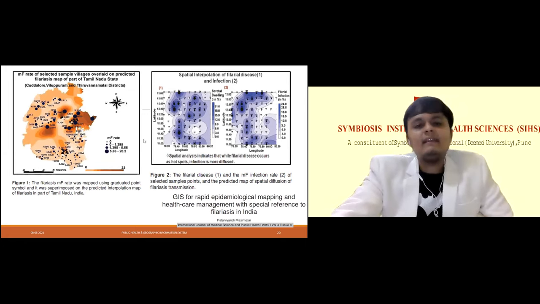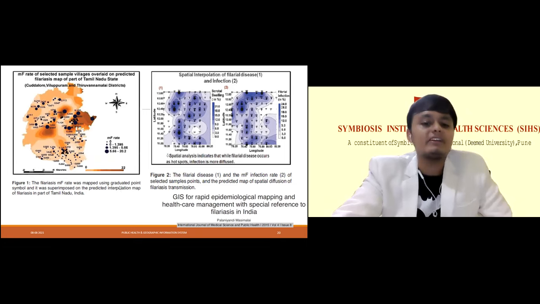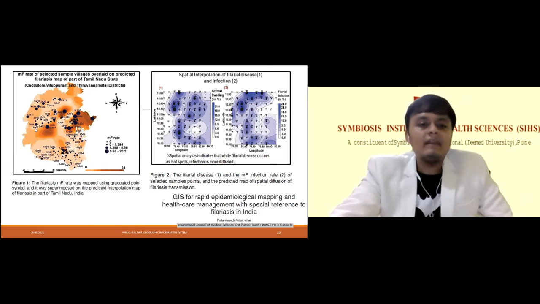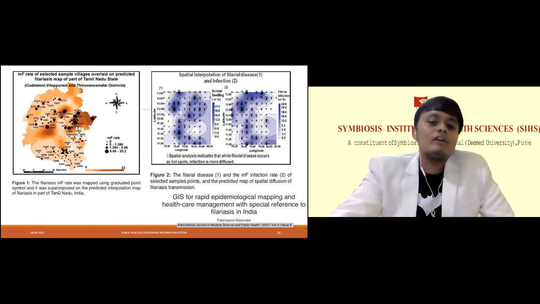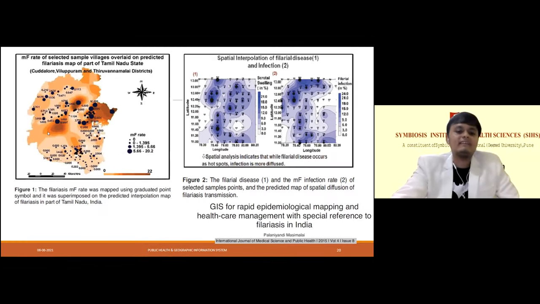And in the second phase, they have developed a predicted interpolation map. With the predicted interpolation, I have already explained what is spatial interpolation. So by using this, they have made a predicted interpolation map. So if we cancel these points, the background, which is a color shaped cluster cells, will be our predicted interpolation map. And both the graduated point symbol as well as the predicted interpolation map were combined, and this is the power of GIS. So as you can see, the darker the color in the predicted interpolation map, the more is the filariasis in that part of Tamil Nadu, which is a state in India.